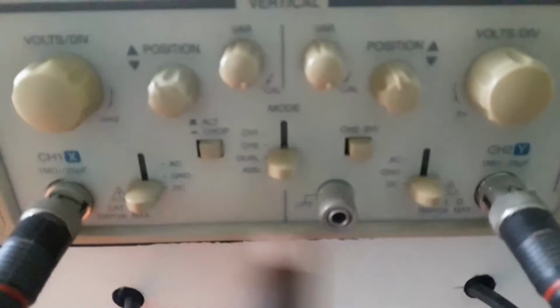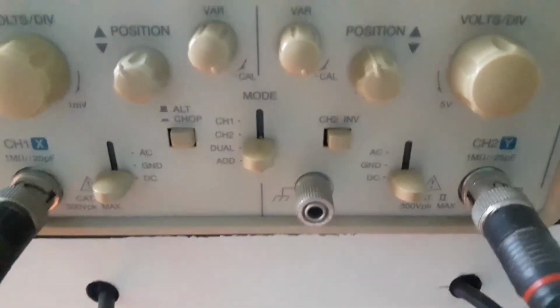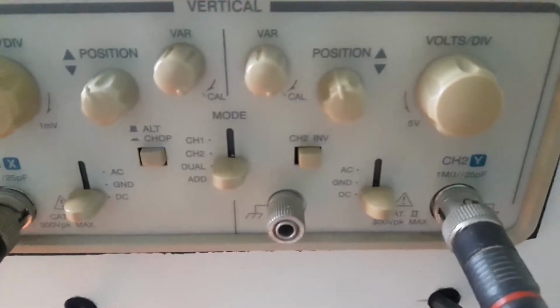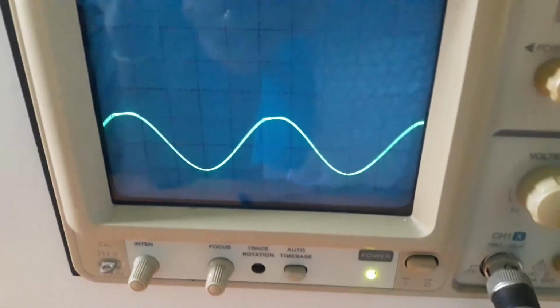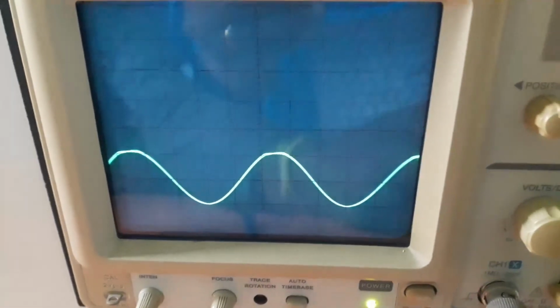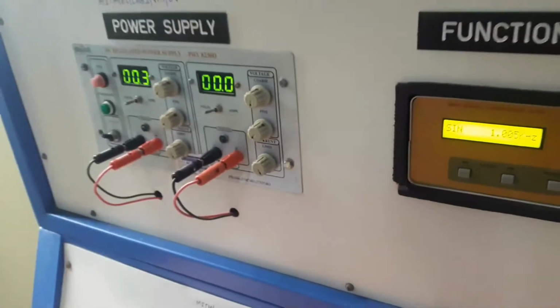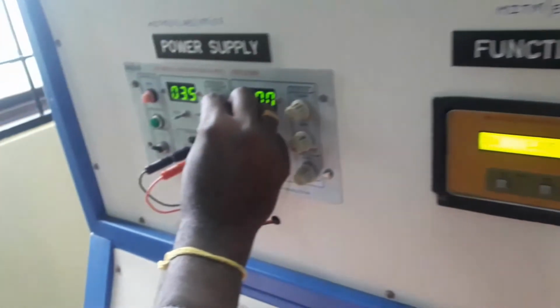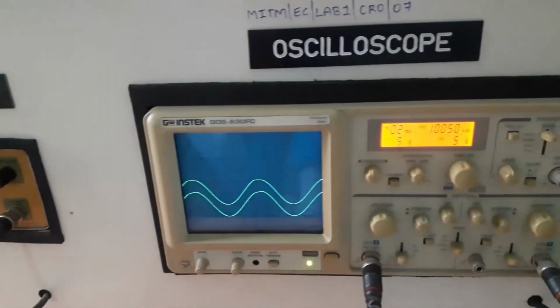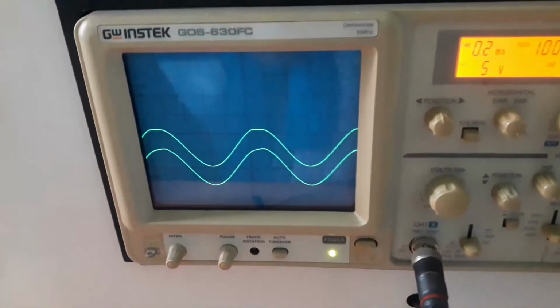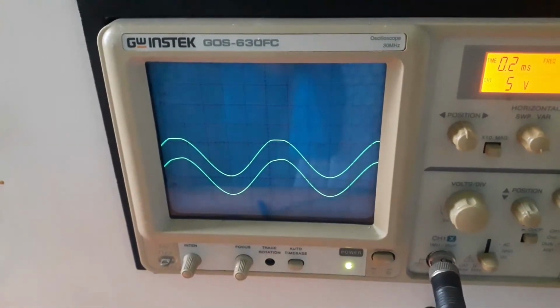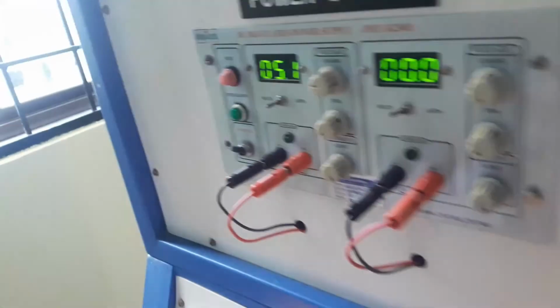See, both the CRO channels indicate the DC. Now the input and output we have overlapped each other. That means we can easily check how it is clamping. Now vary the supply voltage. See the output. If you are varying the input voltage, it clamps in the positive direction. So it has clamped for 5 volts.